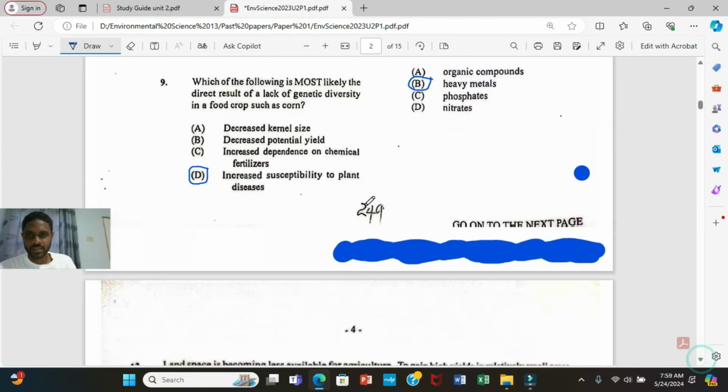Alright, number 9. Which of the following is most likely the direct result of a lack of genetic diversity in a food crop such as corn? The best answer is that it increases susceptibility to plant diseases. If one disease should come, those mangoes will die because they have the same genetic makeup. But if you allow the mangoes to produce from seeds, by sexual reproduction, we have a number of offspring that will be different from each other. So if disease kills one, then there are others that may survive.